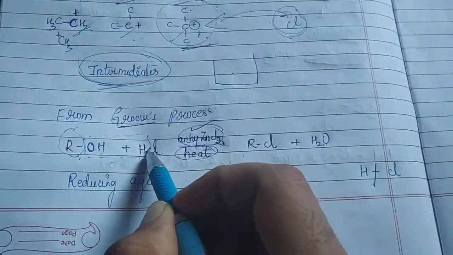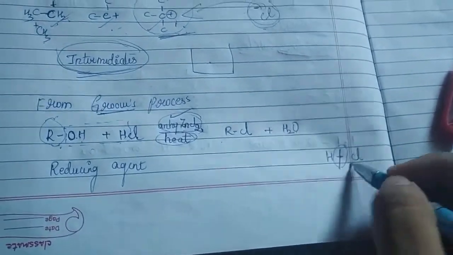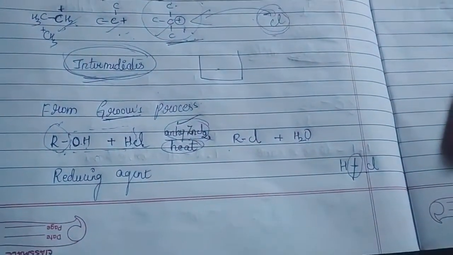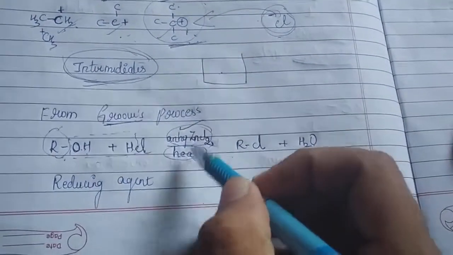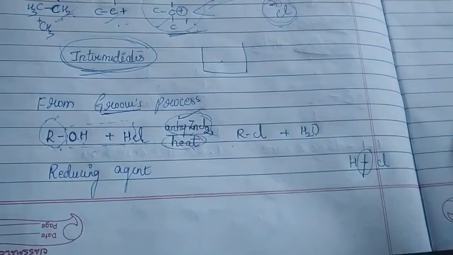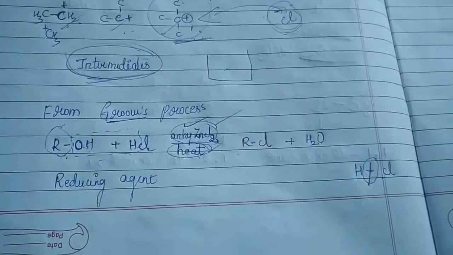It is not so simple. So we have to break this bond. In order to break this bond, I have to supply heat. Only heat is not enough. Along with the heat, I also need a type of catalyst, which acts as a reducing agent. So when I am using anhydrous zinc chloride and heat, it is facilitating.